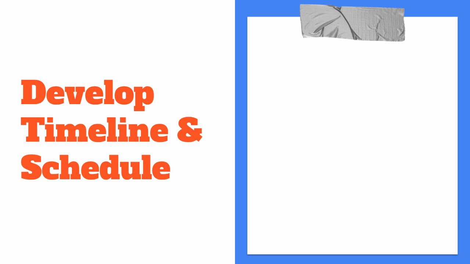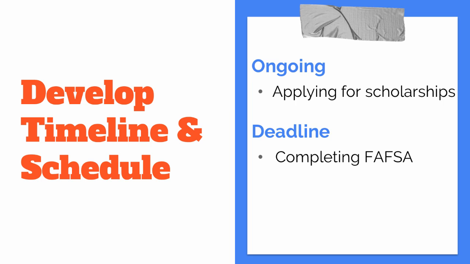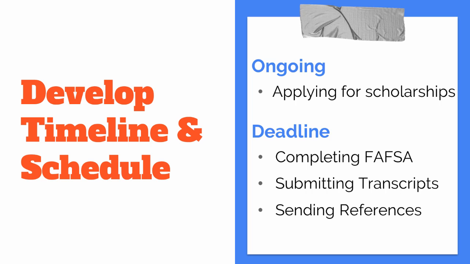Some action steps may be ongoing, meaning they have a continuous deadline. For example, applying for scholarships. Scholarship applications have various deadlines throughout the year. Some may be due in September while others are due in the spring. Other action steps will have a firm deadline, such as completing your FAFSA, submitting transcripts, and getting references. These deadlines are set, and if you miss a date, you may miss the opportunity.